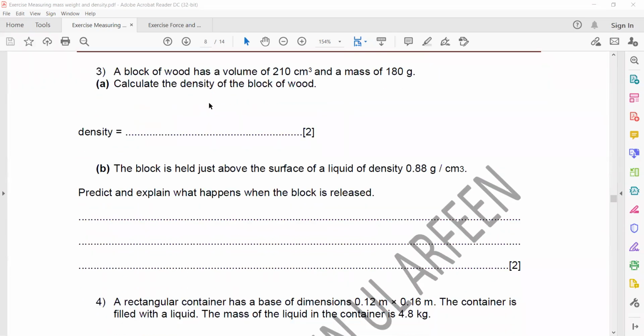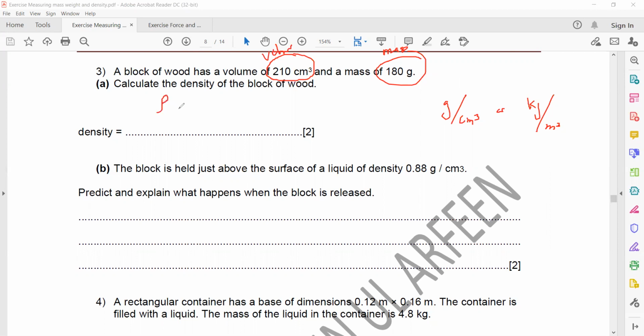Another question. A block of wood has a volume of 210 centimeter cube and a mass of 180. Keep in mind when you are finding the density, the unit of density is gram per centimeter cube or kilogram per meter cube. So if the mass is in gram, the volume should be in centimeter cube. If the mass is in kilogram, the volume should be in meter cube. So here the mass is given in gram and the volume is given in cm cube, so we don't have to convert the unit.